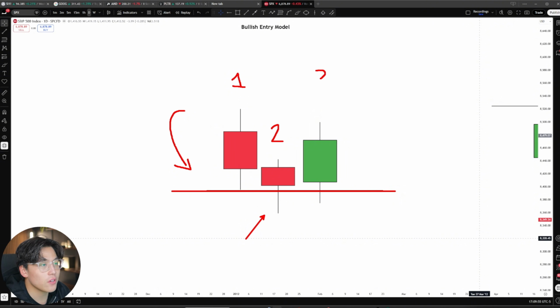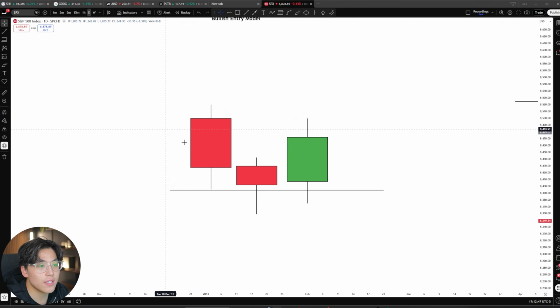And the third candle is one of the most important candles, which is called the confirmation candle. This is the candle that ultimately decides if we're going to fail and most likely break this key level of support, or if we're going to end up closing strong and pushing back towards high of day and above.